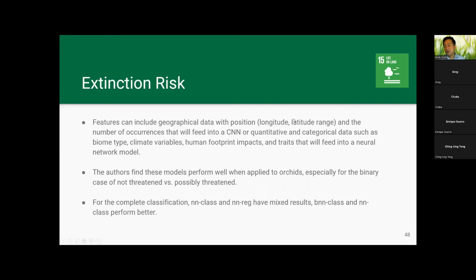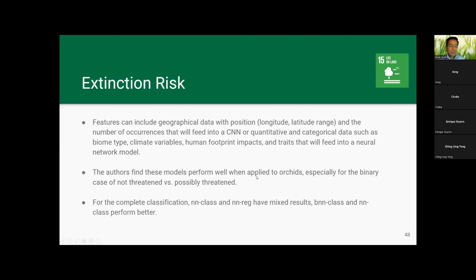So why do you have geography? Because suppose you're in the middle of the Amazon, right? And then there's a big effort of deforestation, right? So if you see that, then it's very likely that in that area, all species are going to be impacted. So the longitude and latitude, the position, will be a big factor.